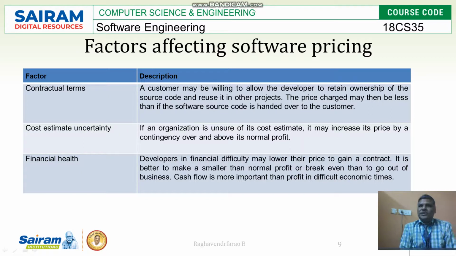Cost estimate uncertainty. Sometimes organizations are unsure of their cost estimate. They are not able to say, okay, this is the cost that we can put for this. If they are not sure what the cost of this particular product is, then some nominal price, you have to compare with the market prices. You can quote similar market prices.